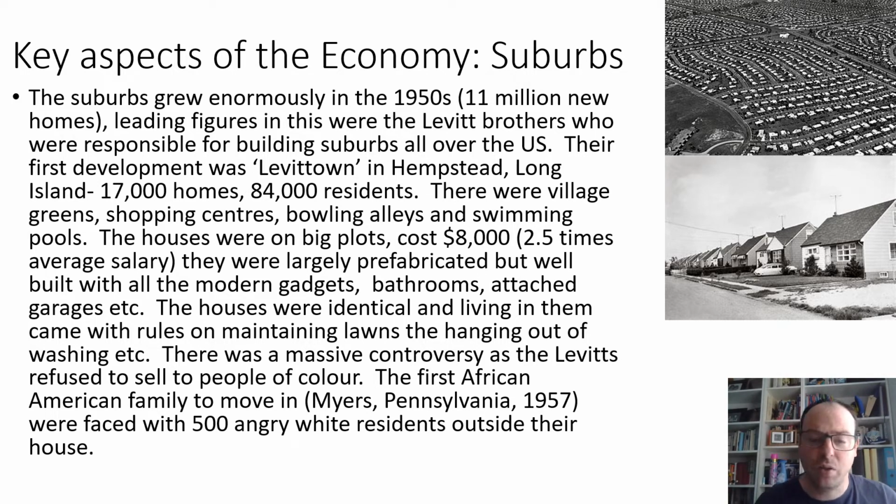There were again some really, really big controversies with this. The Levitts, for example, refused to sell to people of colour, and the first African American family to move into a Levitt development were the Myers in Pennsylvania in 1957. They bought the house secondhand, and they faced an angry group of 500 white residents outside their house. They had meetings with Martin Luther King and things like that. So the suburbs, in a way, were a symbol of opportunity and development and this new high standard of living, but also a symbol of divided America, where this new opportunity was for some and not for others, and one of those divisions was on the basis of race.